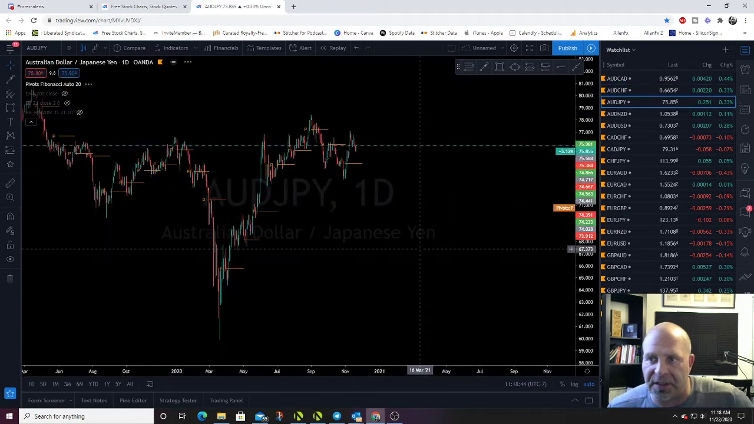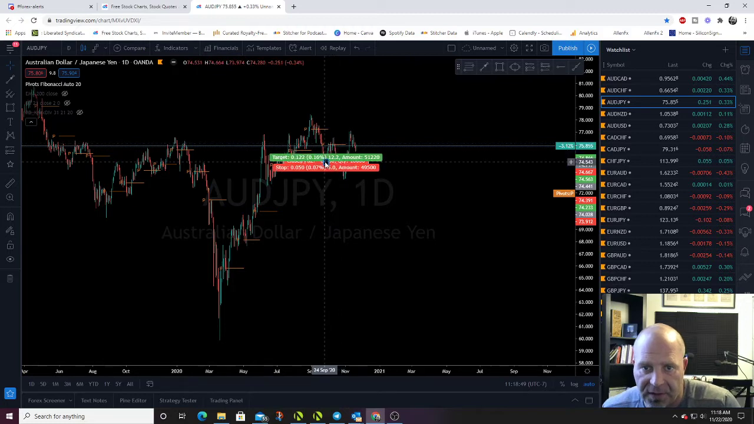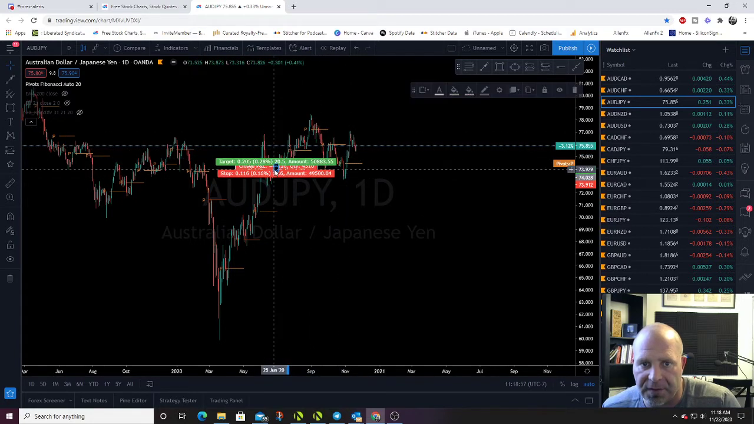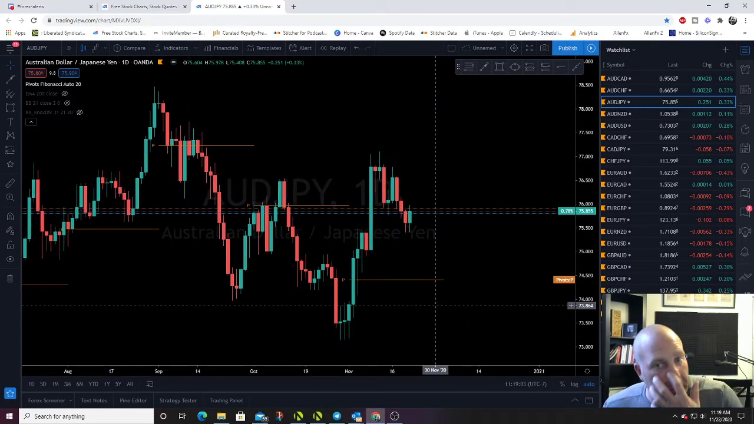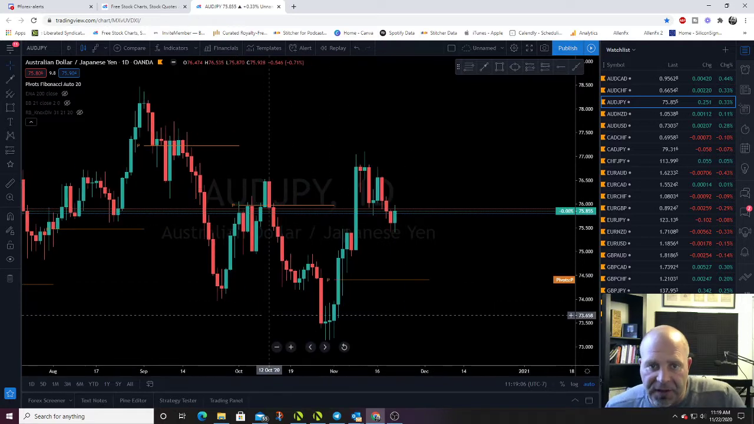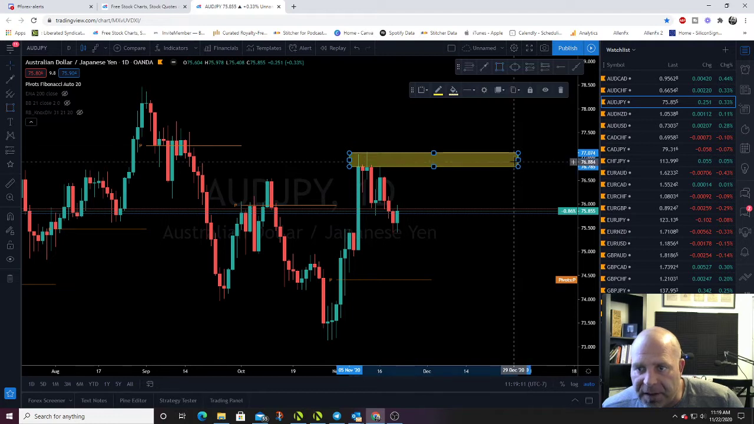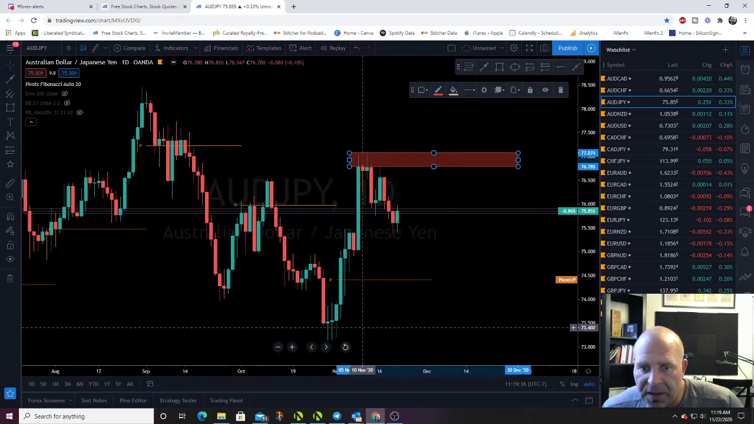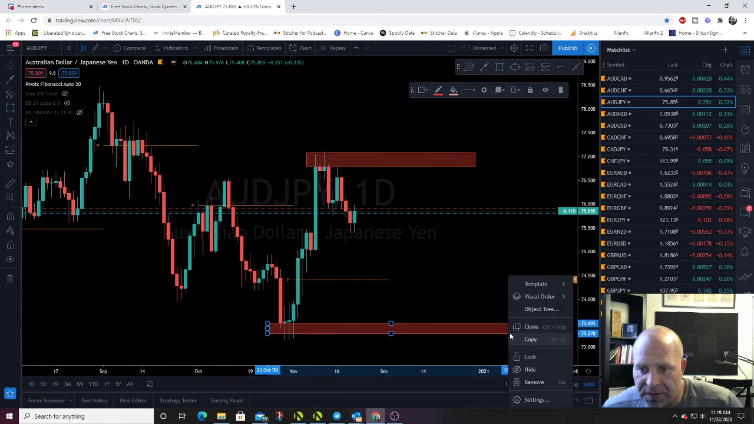All right, let's go to Australian dollar. Ooh, a bunch of old trades in here. Let's get rid of these. There's another one somewhere. There it is. Bam. All right. Let's zoom in here. Okay. That's going to be our bearish zone. I want to look at this as our bullish zone.